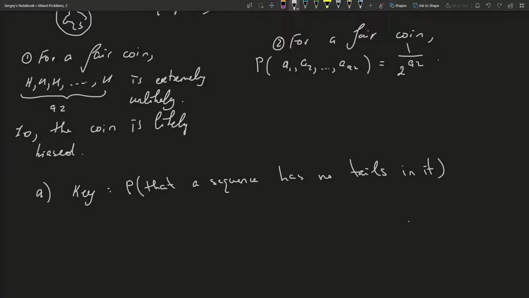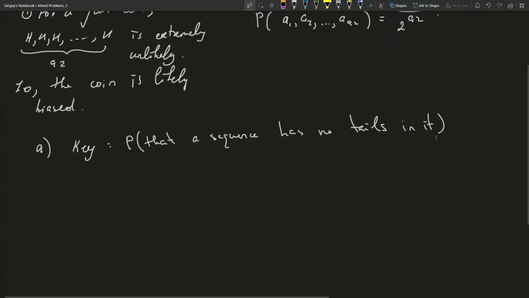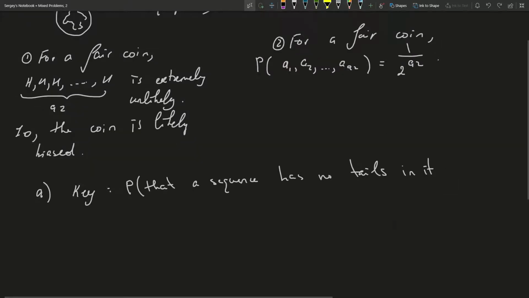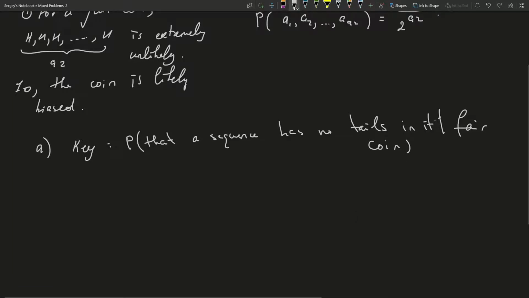So this is what we'd like to understand. What is the probability given a fair coin? So given a fair coin, how likely is it that a sequence has no tails in it? So when we frame the question in this way, then we can say, okay, well, if we have 92 slots, there's only one way of getting all heads. There's one such sequence.